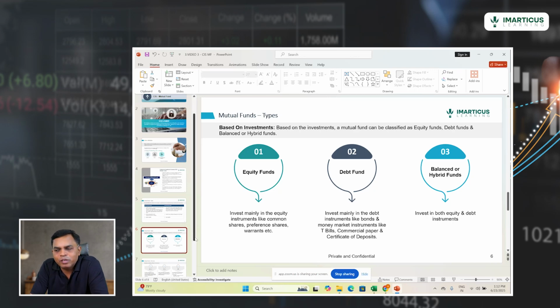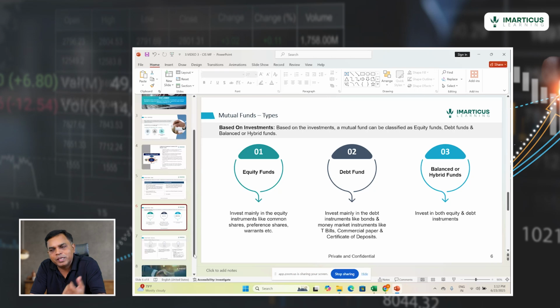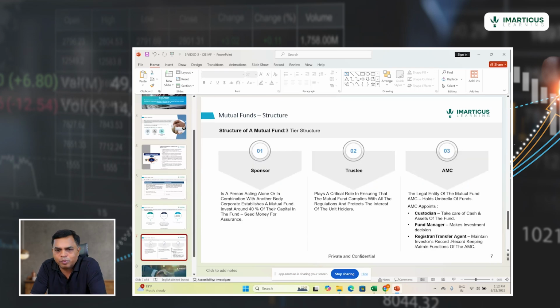Last thing, we look at how the structure of a mutual fund looks. Basically every mutual fund follows a three-tier structure. The first one is a sponsor. The sponsor is an entity which creates or establishes a mutual fund, and they provide the initial capital, also known as seed capital.